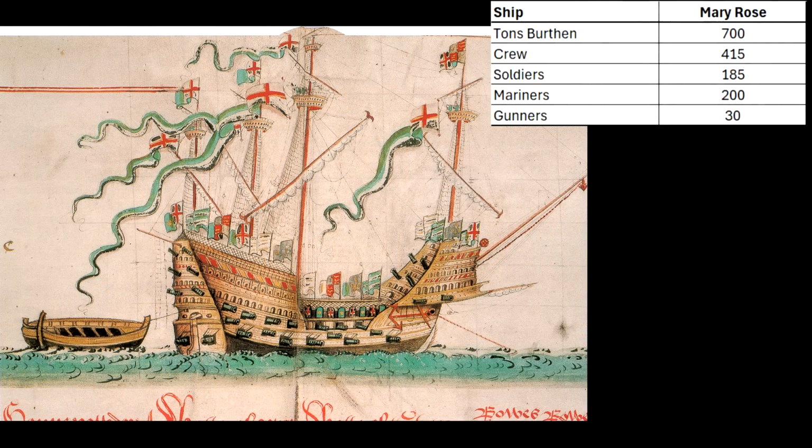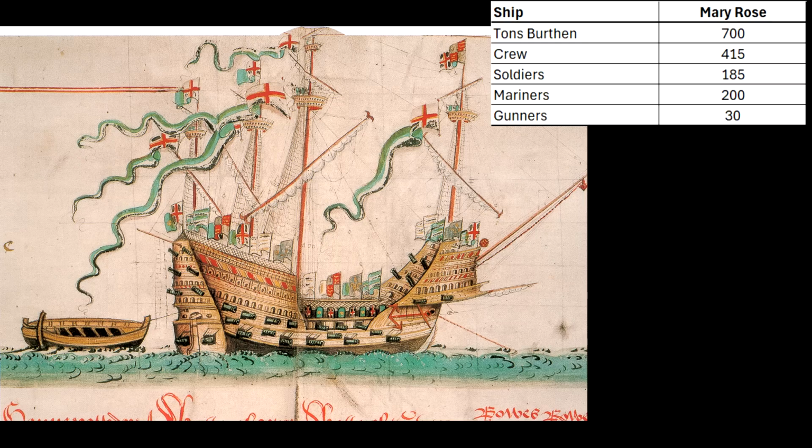Now, the Mary Rose is quite an interesting one, because as you can see, she's 700 tons burthen, so she's reasonably smaller than the Henry Grâce à Dieu, but although her crew is also proportionally smaller, she has a slightly higher balance of mariners and gunners as compared to soldiers, as compared to the Great Harry, and we'll see that as we go through her equipment as well. So she is a little bit more of a gunship than Henry Grâce à Dieu, which, as we saw, is very much configured not just for gunfire, but for extensive boarding actions as well.